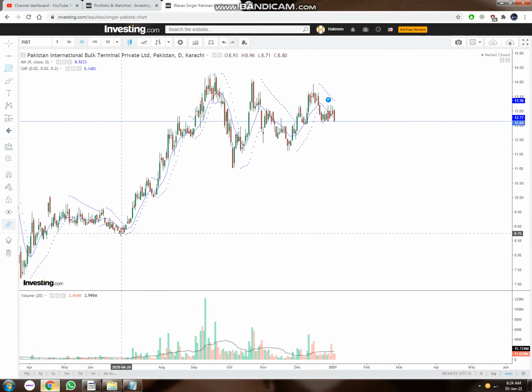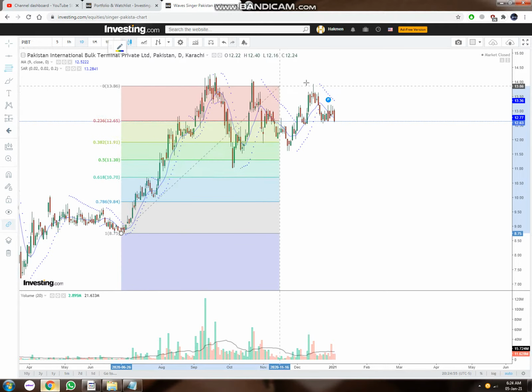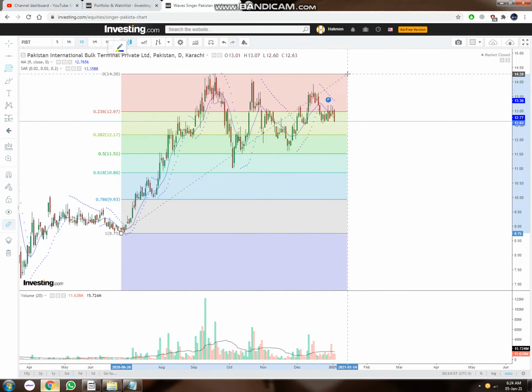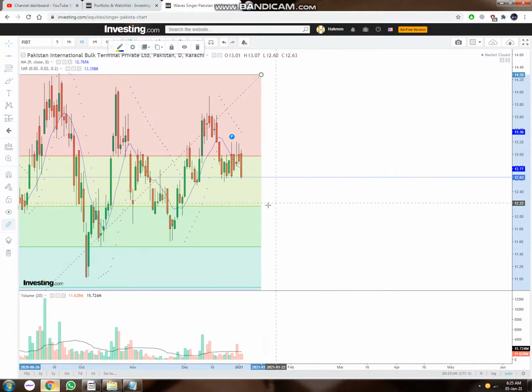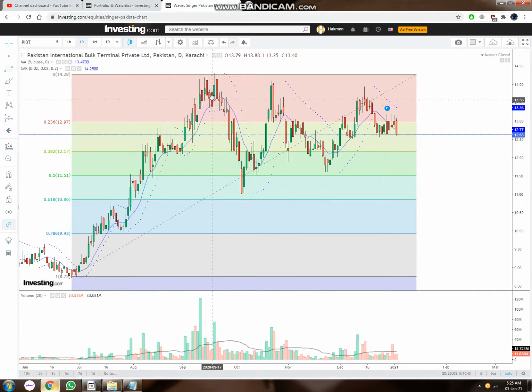Another thing is the Fibonacci retracements, which I plotted over here. You can see this much pullback occurred up to the 61% retracement level. So this is also a great tool to use. It is used most of the time for pullbacks, to recognize pullbacks.